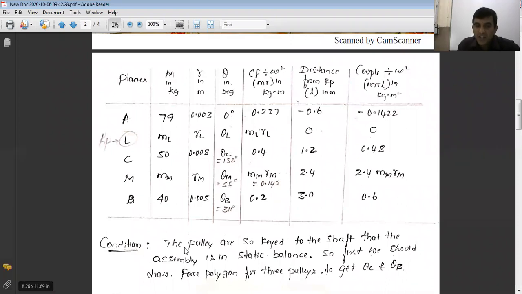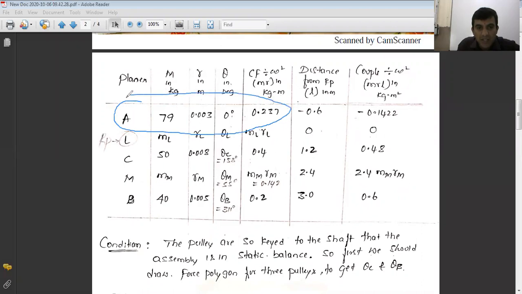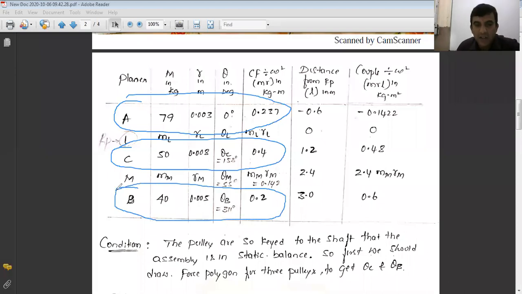See the condition. What's the first condition? The pulleys are so keyed to the shaft that the assembly is in static balance. So first we should draw the force polygon for the three pulleys to get theta C and theta B. If you want to make it a balance, the first condition is given. Static balance means I want to draw only by considering these three pulleys: pulley A, pulley C, and pulley B. Considering only these three pulleys mounted over the shaft, it is static balance. Now, if you draw the force polygon for only these three pulleys, theta C and theta B can easily be calculated because these magnitudes, 0.237, 0.4, 0.2, are already known. Any doubt?